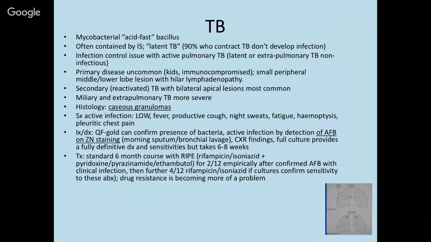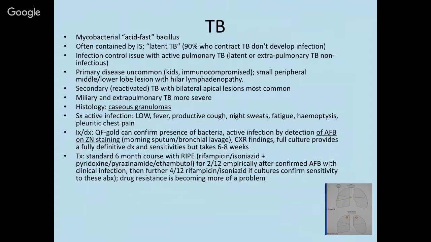And then you'll start antibiotics. You'll also culture, but that will take about 6 to 8 weeks. Because it takes 6 to 8 weeks to culture, we'll start them on empirical therapy. So, mnemonic RIPE: rifampicin, isoniazid, pyrazinamide, and ethambutol. Pyridoxine is given with the isoniazid to prevent peripheral neuropathy.